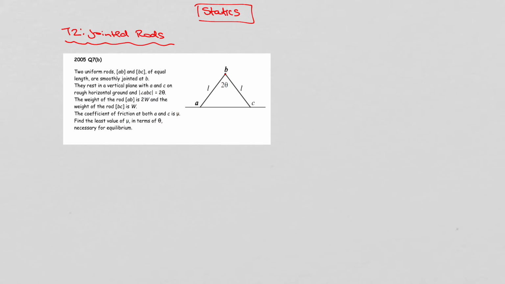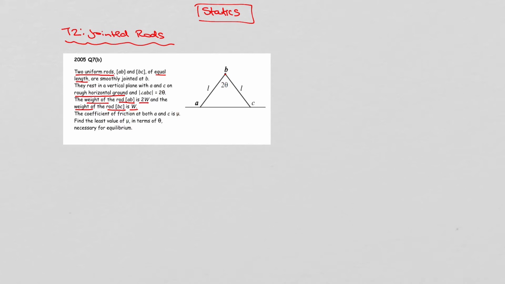Now the fact that they are uniform rods tells us that they are the same length, but they're not uniform in weight, because as we read on in the question, we're told that they rest on a vertical plane with A and C on a rough horizontal ground, but the rod weight for AB is 2W and the rod weight of BC is W. So they're equal in length but not in weight.